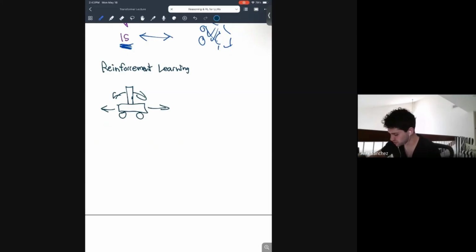And let's call our cart the agent, or let's have some model represent the agent. We have to find out what movement to make given a specific state. So for example, we are given this cart, but then the pole is falling this way.